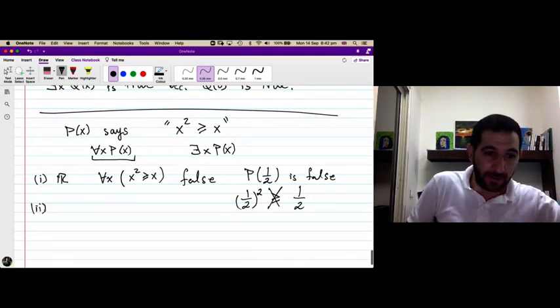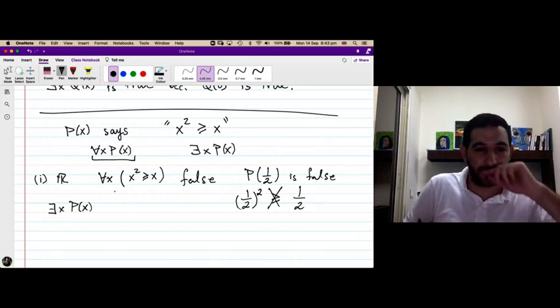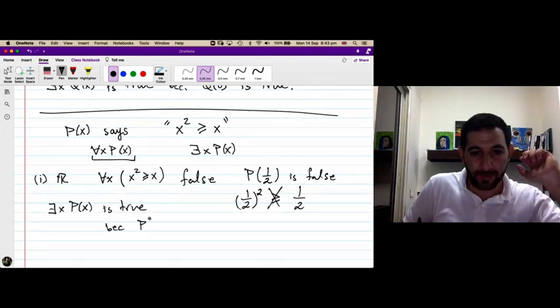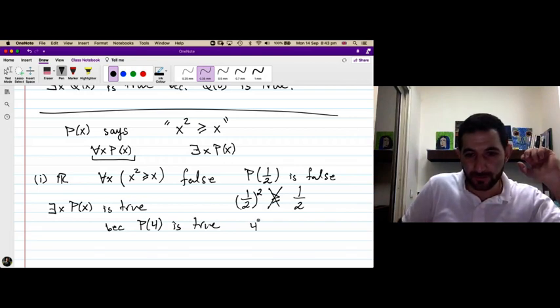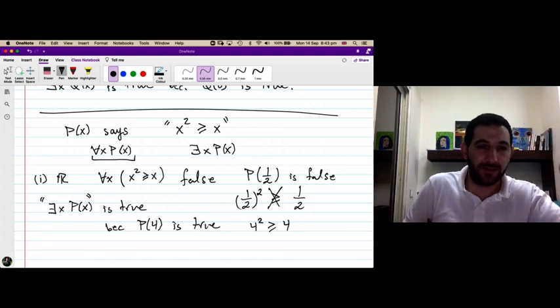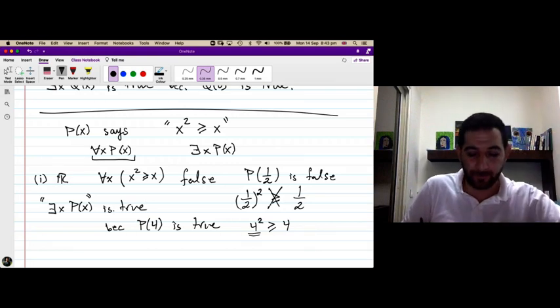However, there exists x, P of x is true because we can find a number. This is true because P of 4 is true. Why? Because 4 squared is bigger than or equal to 4. This means that 4 has property P, and this statement says there is at least one element with property P, and yes, there is an element, namely 4, for example. So it's a true statement.